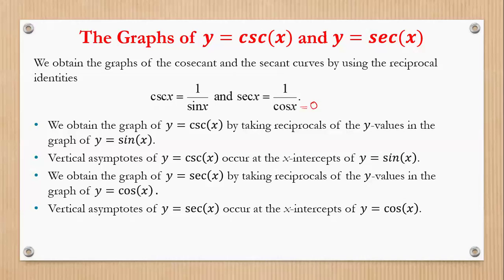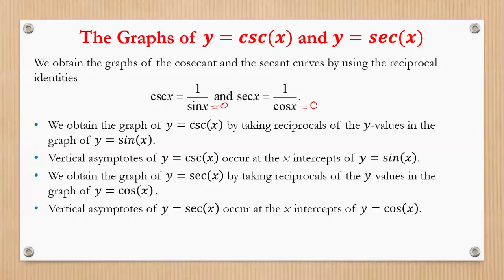For secant, if I set the denominator equal to 0, it means any angles that make the cosine 0 should be an asymptote. And for cosecant, any angle that makes the sine 0, like 0 and pi, are asymptotes for cosecant. So we have two methods for graphing secant and cosecant.